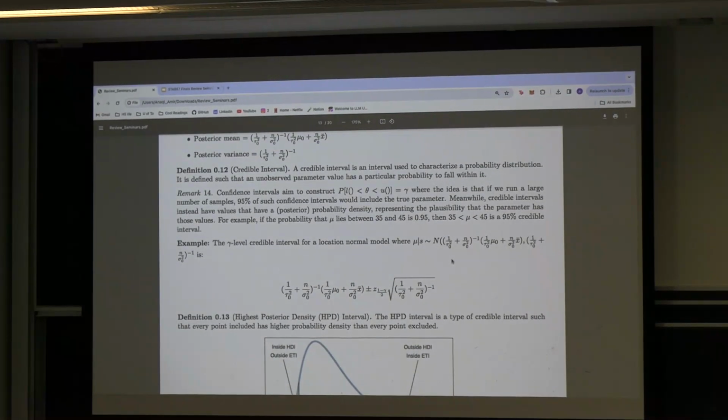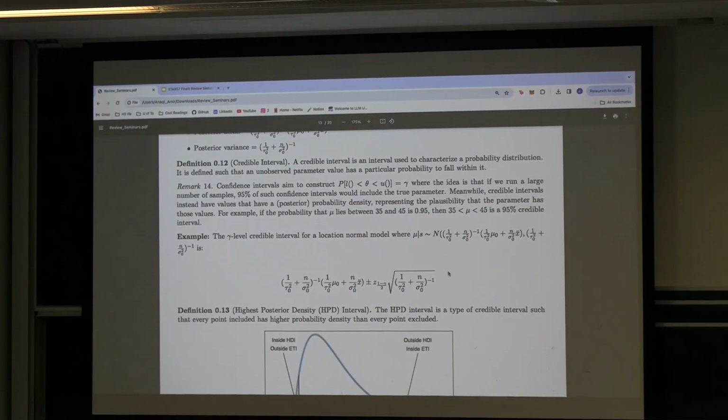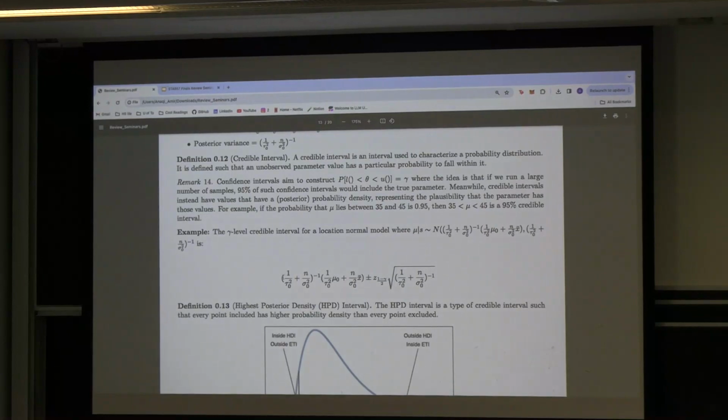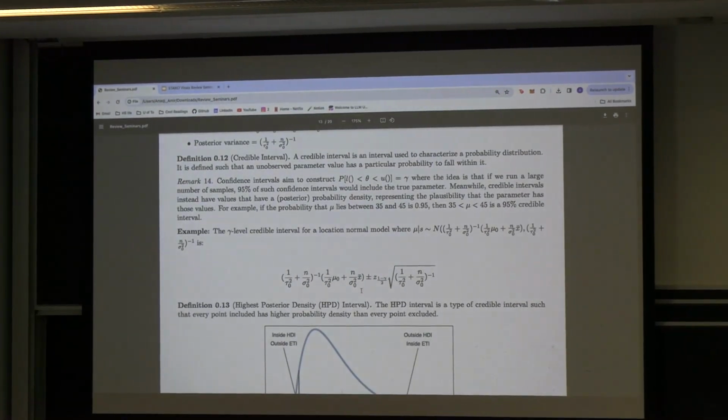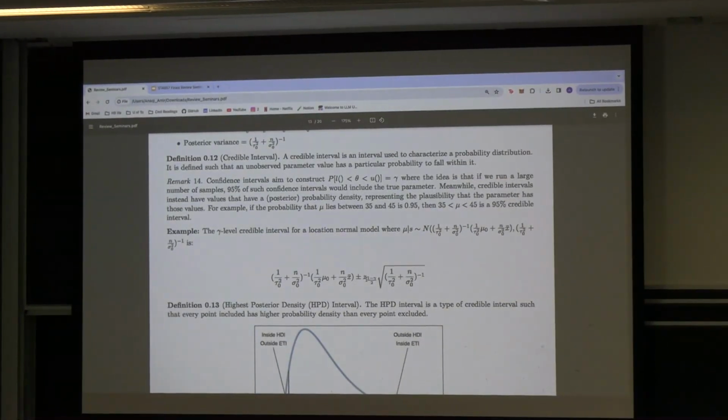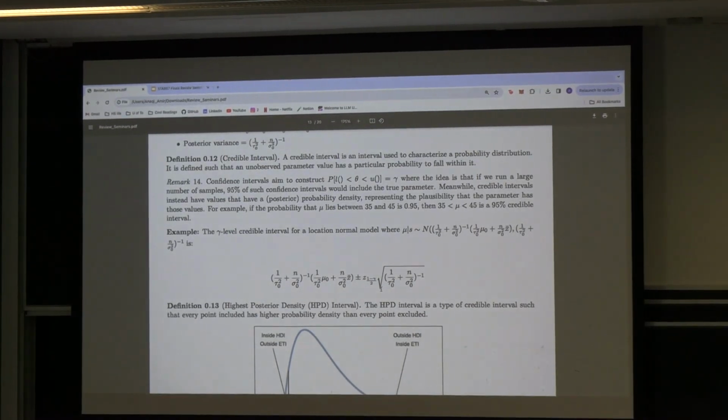The way you get the credible interval is actually pretty simple. It's just how you normally calculate CIs throughout the course. For example, in a location normal model, you just have the mean plus or minus your z-score, depending on what percentage of the interval you want, multiplied by the standard error, or the square root of the variance.